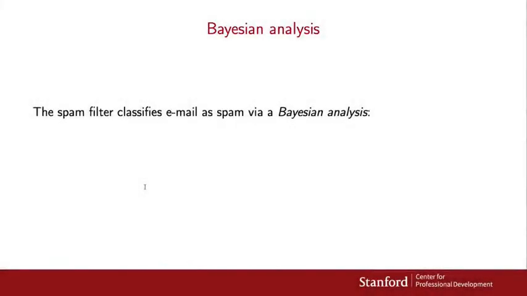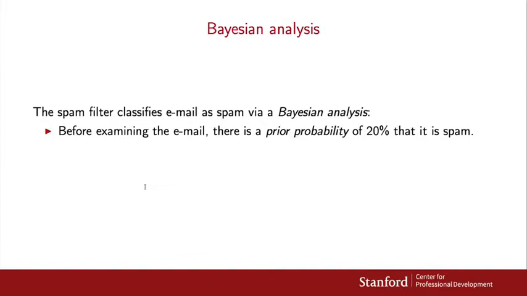The previous example where we computed probabilities in order to classify email as spam is a simple example of what's called a Bayesian analysis. The idea is as follows. Before looking at the email, we already know that about 20% of all email is spam. So there's already a prior probability of 20% that the email is spam. The idea now is to look at the evidence inside the email, such as certain keywords like money, and to improve on that prior probability using that evidence we find inside the email.